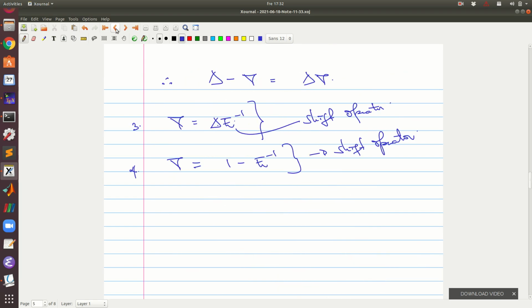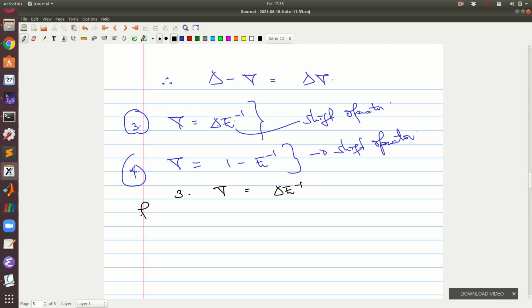Okay, so now that we know something about the inverse shift, we have to go back and try to prove this one here, which we said we would leave last time. So if we can start with 3, we want to show that the backward difference operator equals the forward difference operator times the shift.